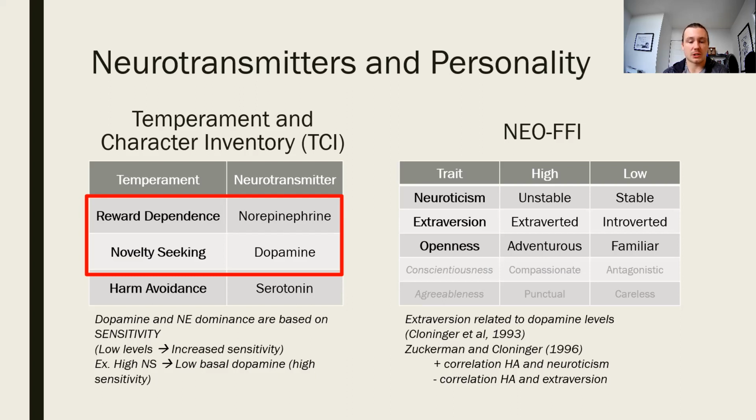Then Zuckerman and Cloninger later found a positive correlation between harm avoidance and neuroticism, as well as a negative correlation between harm avoidance and extroversion. Now, if you think about it, it kind of makes sense. So someone who's more harm avoidant tends to show inhibitory behavior, tries to protect themselves from any potential harm. So they kind of stay in their own comfort zone. So those people tend to be more introverted.